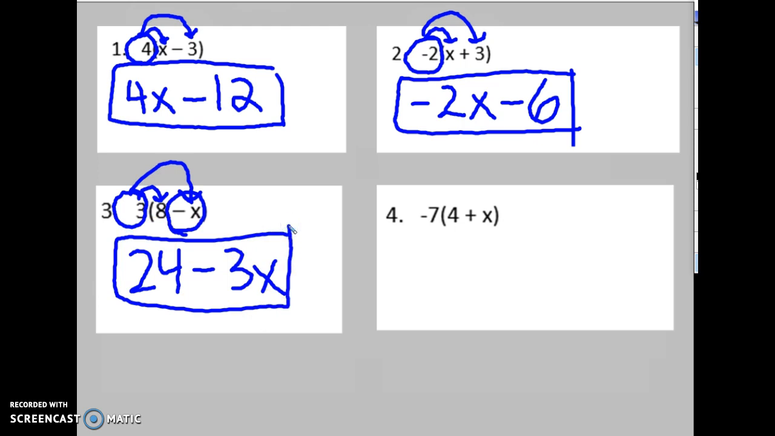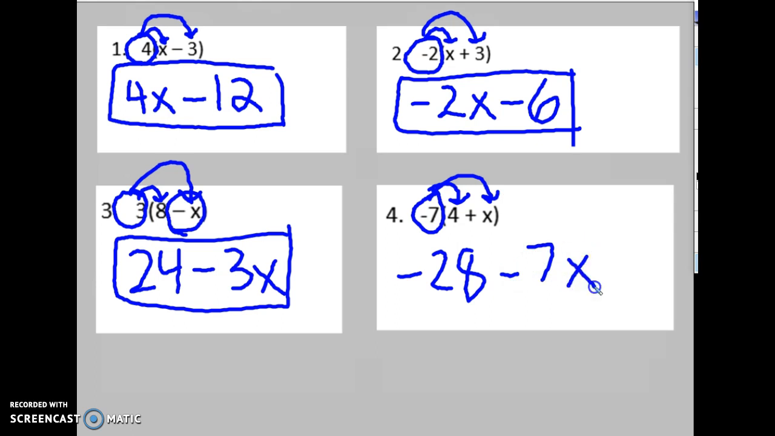On problem number 4, again, we're going to do the same thing. Notice that what is outside the parentheses is a negative number. So we need to multiply -7 times 4, which is -28. And we also have to multiply it by the positive x. So -7 times positive x is -7x. I have nothing left to combine, so I know I am finished.